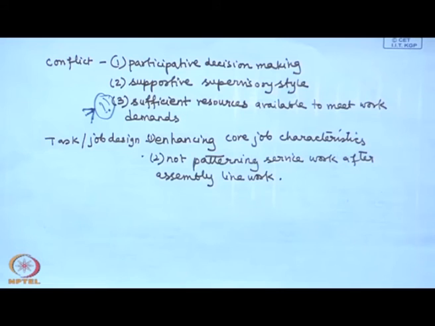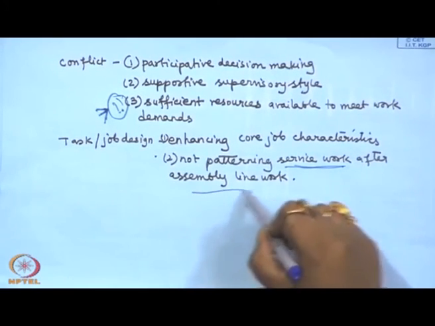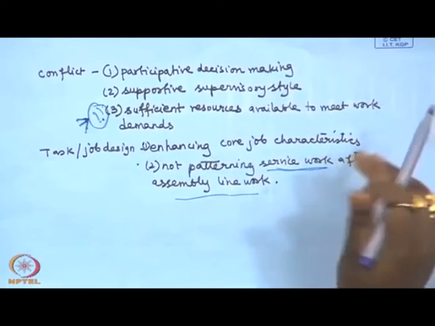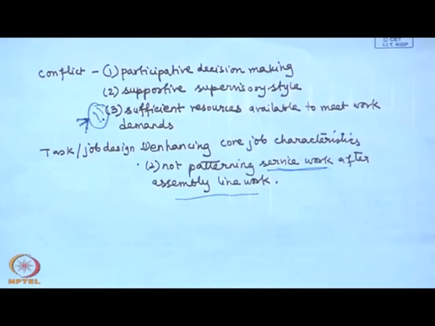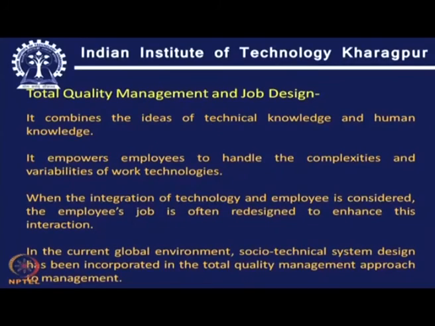And task and job design is about enhancing the core job characteristics that we discussed, skill variety, task identity and task significance, and not patterning service work after assembly line work, because the nature of this job is very different from assembly line work, so it is not possible to do it that way, and it requires a different way of looking at this type of service work. So, if all these things are taken care of, then it may lead to a work design which leads to employee well-being.